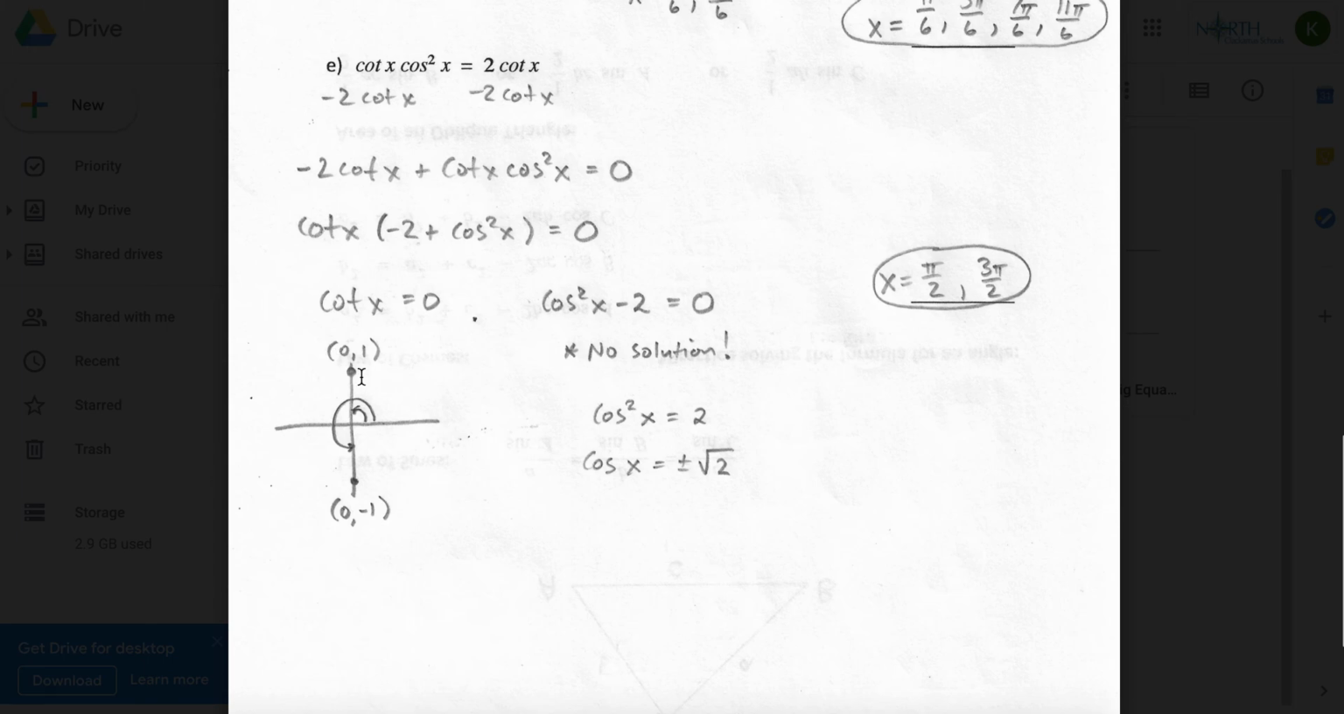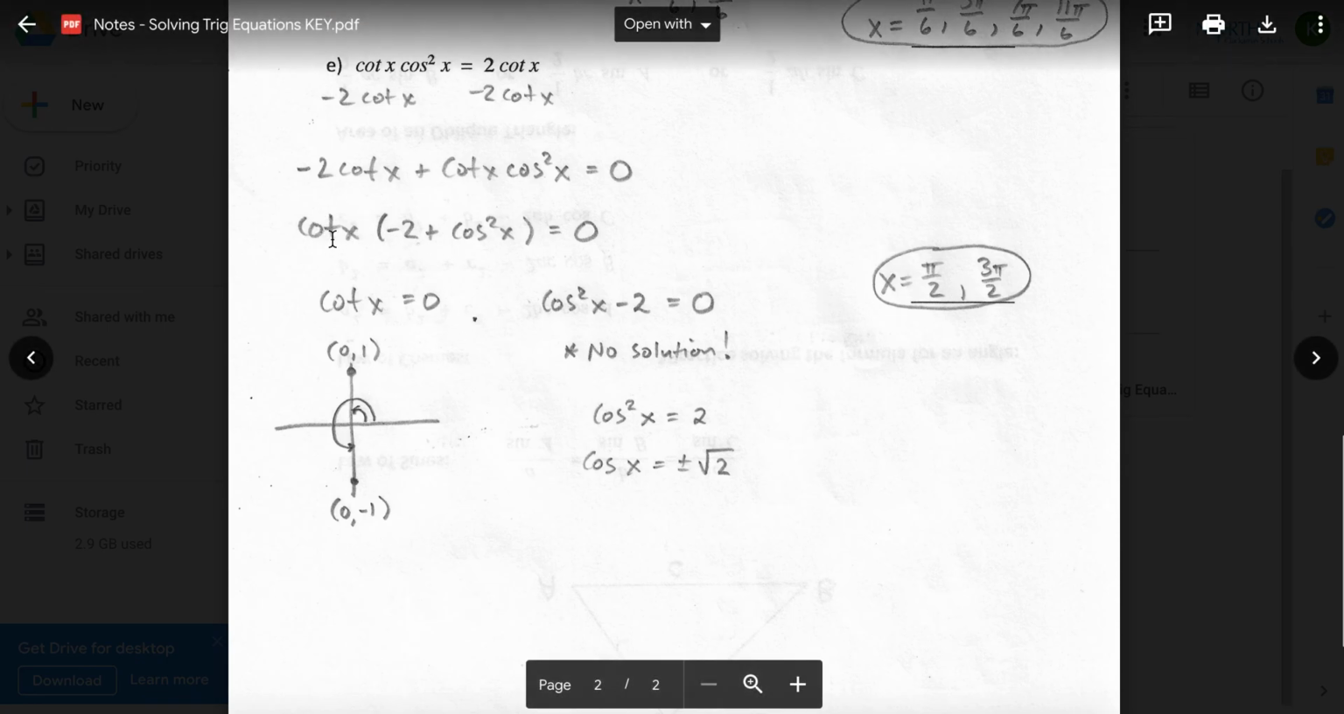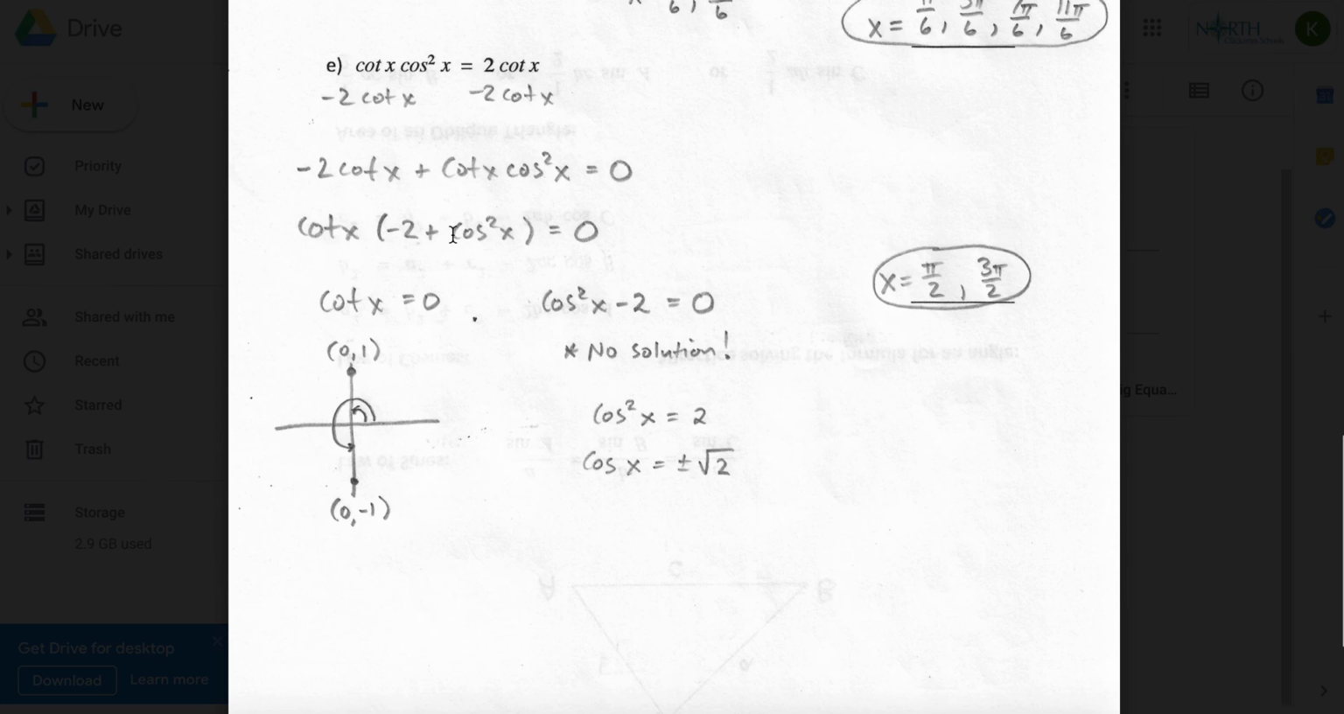That occurs at 2 spots, either at pi over 2 or at 3 pi over 2. So those are our 2 solutions that we have for here. Either one of those is going to give me a cotangent that's equal to 0, which is going to make my whole equation equal to 0. Let's see if we have any solutions for what's in our parentheses. I'm just going to rewrite it so that I have cosine squared of x minus 2 instead of it written in this way. Doesn't matter.